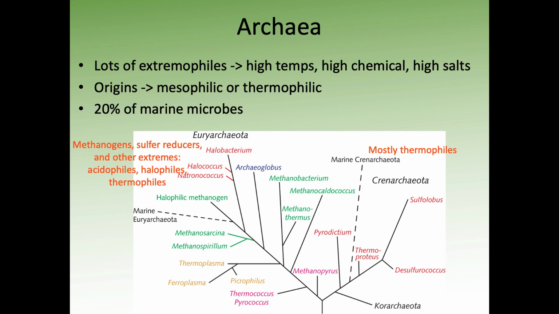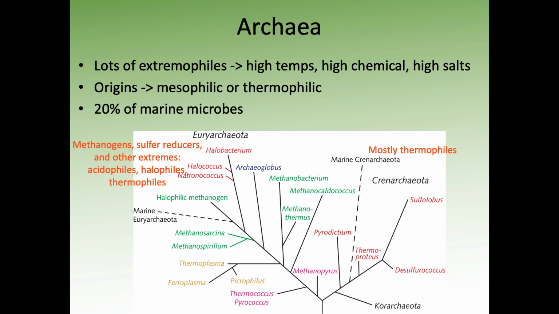Archaea differs from bacteria in a lot of ways, but one of the most prevalent ways that we've identified these differences is that Archaea tend to be associated with a lot of extreme environments. So we call them extremophiles. So either high temperatures, high chemical gradients, lots of salt, right? And one of the questions for these organisms is whether or not we think that they originated from either a mesophilic or a thermophilic environment. Also important to note that a lot of Archaea are marine, so about 20% of them are marine.